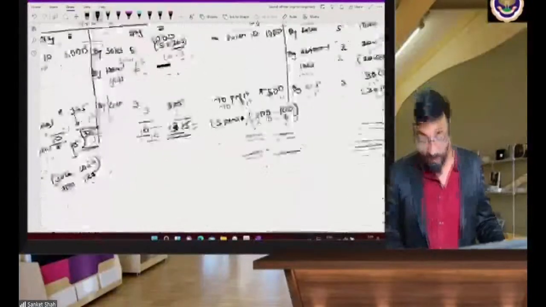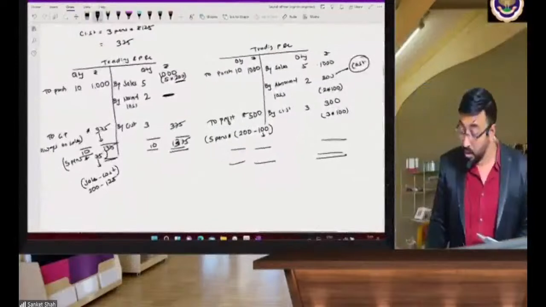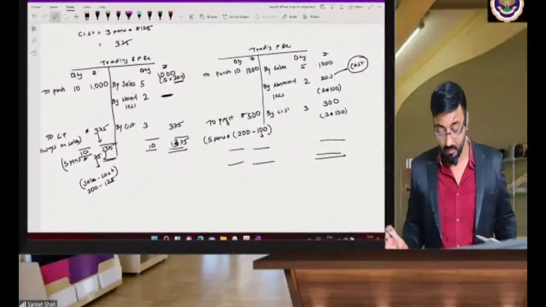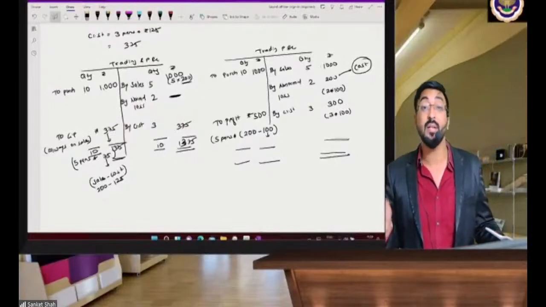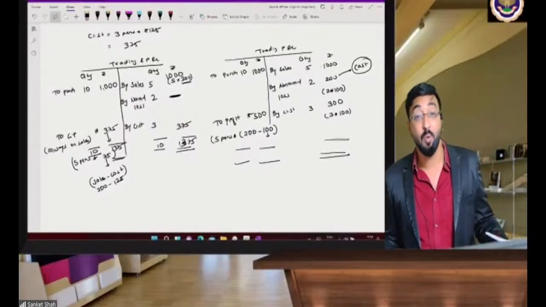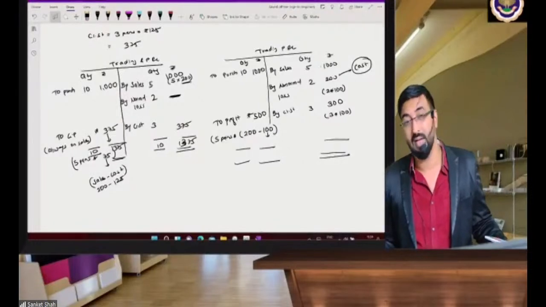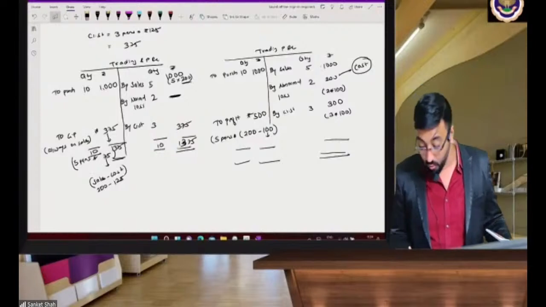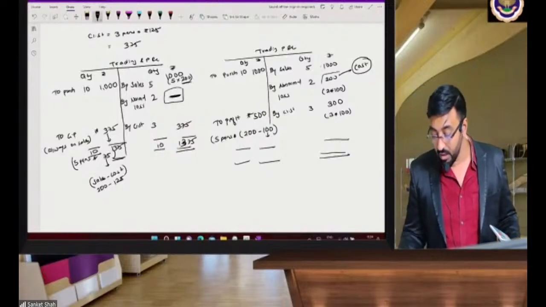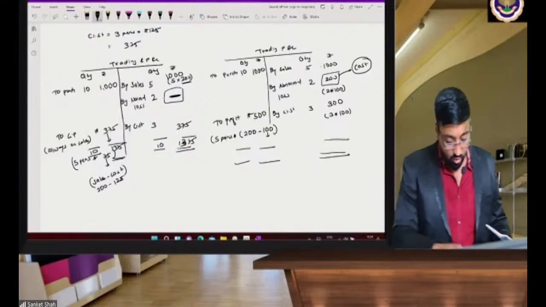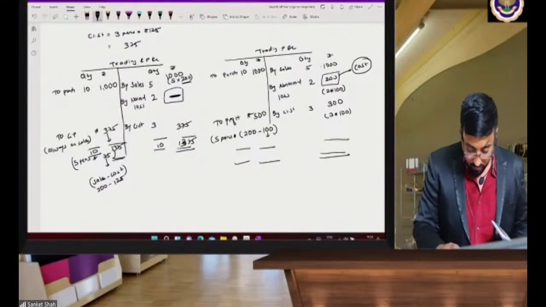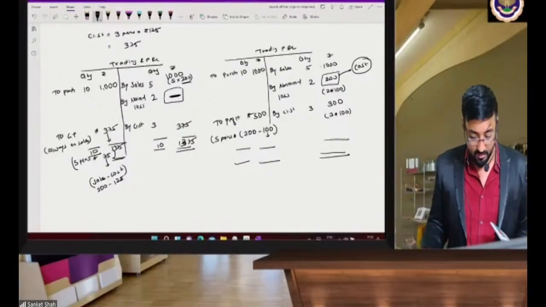So see beta, your profit and loss account will give a different answer. If it is a normal loss, it is a different answer, and if it is an abnormal loss, it will show a different answer. Why are you showing different answers? Because one is showing at 0 price and one is showing at 200 rupees. So abnormal loss.